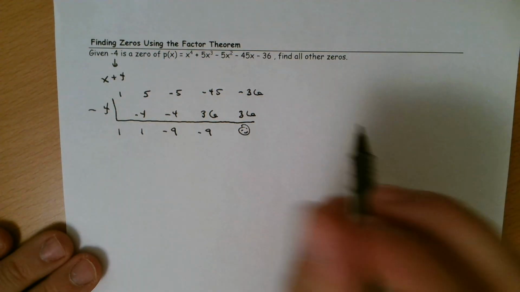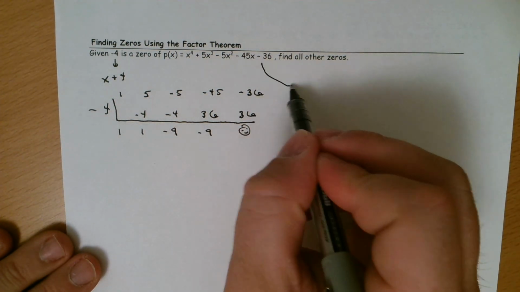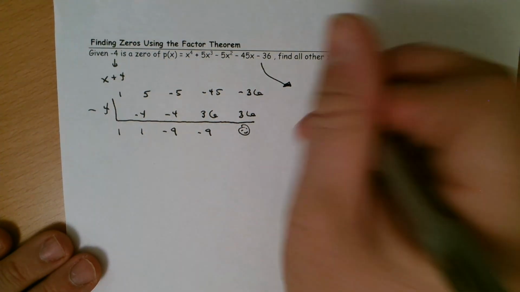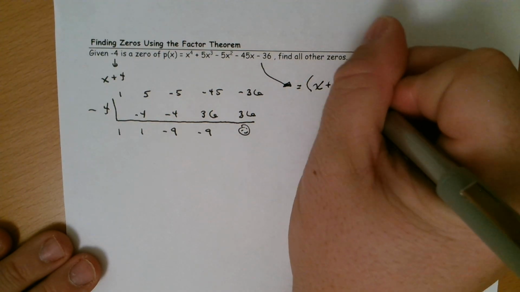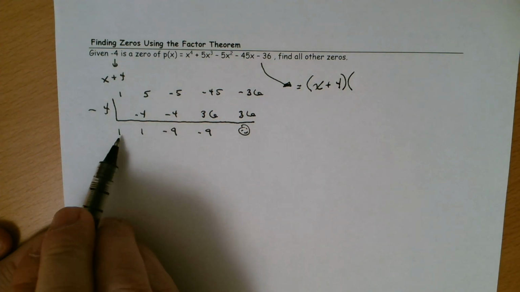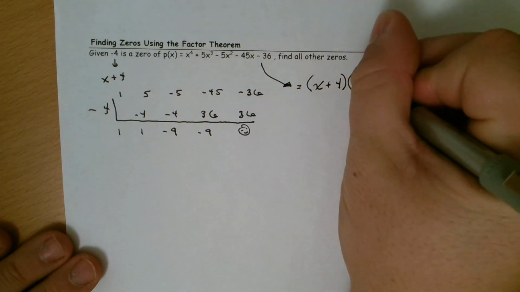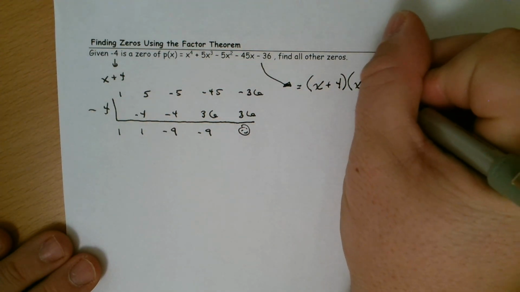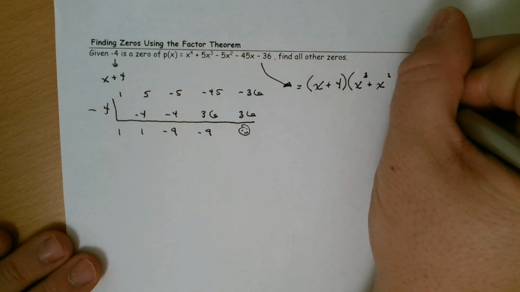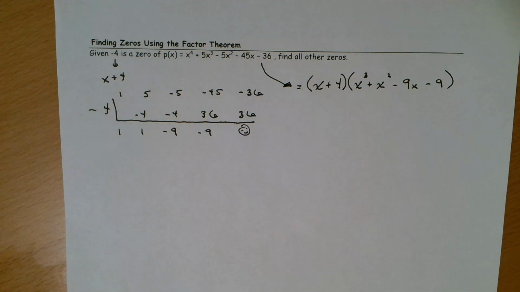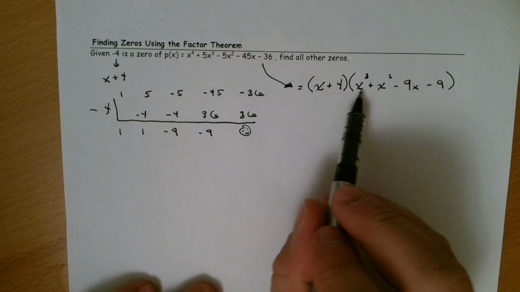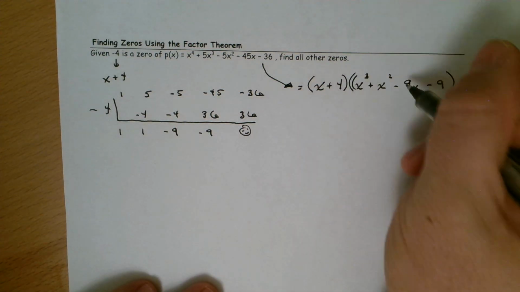So what this tells us is that this polynomial right here is actually equal to be factored, x plus 4 times this whole thing, x cubed plus x squared minus 9x minus 9. So now it's just a matter of, do we know how to factor this? And I'll bet you guys remember how to group.